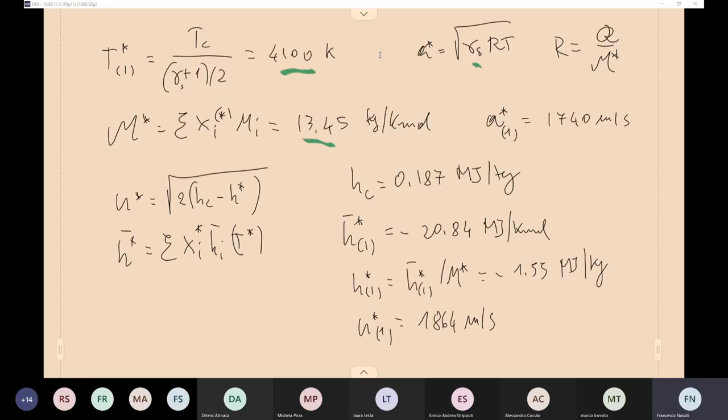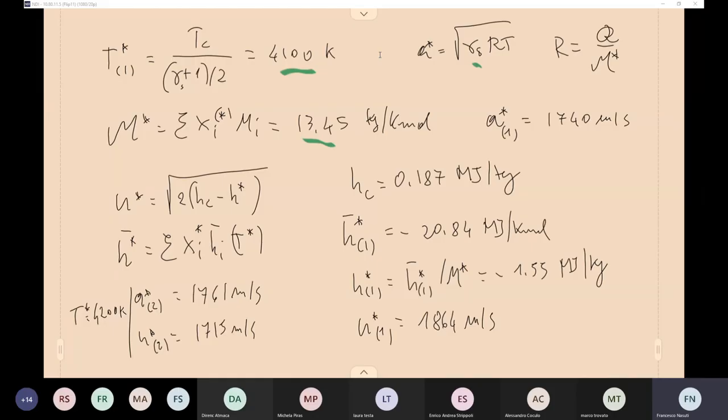And you proceed exactly the same way. I will not spend much time here. I just said that after the second tentative, as the values of u and a, we have a star 2 equal to 1761 meters per second, and u star 2, this is 4200 Kelvin. We have 1715 meters per second. So you see that in the second case, we have a value of velocity which is smaller than the speed of sound.